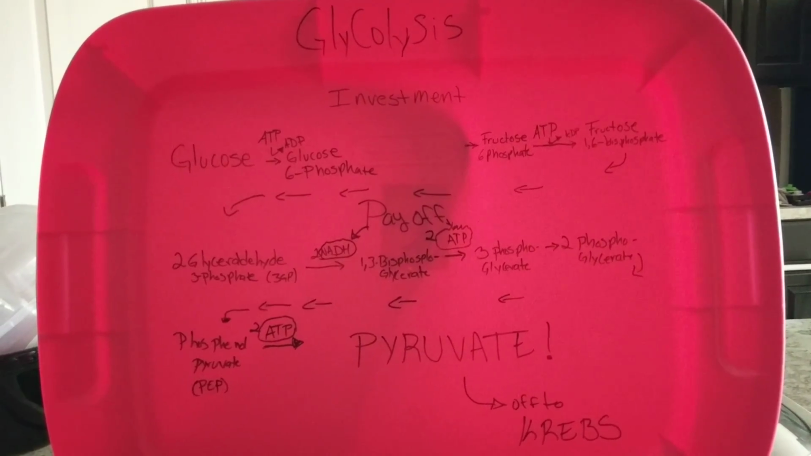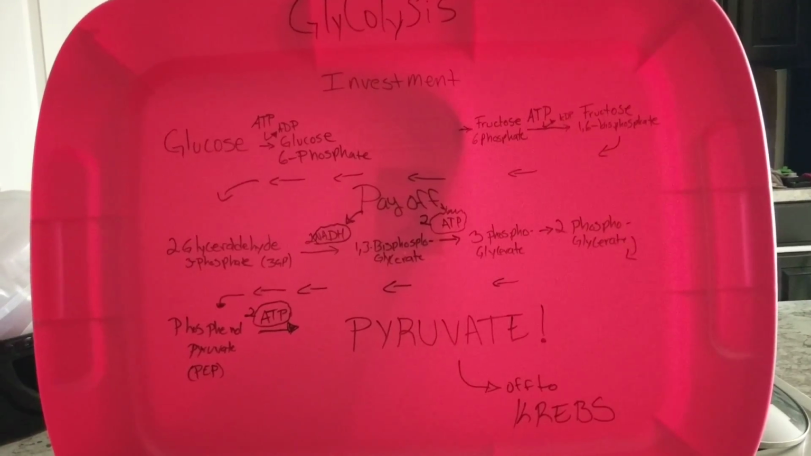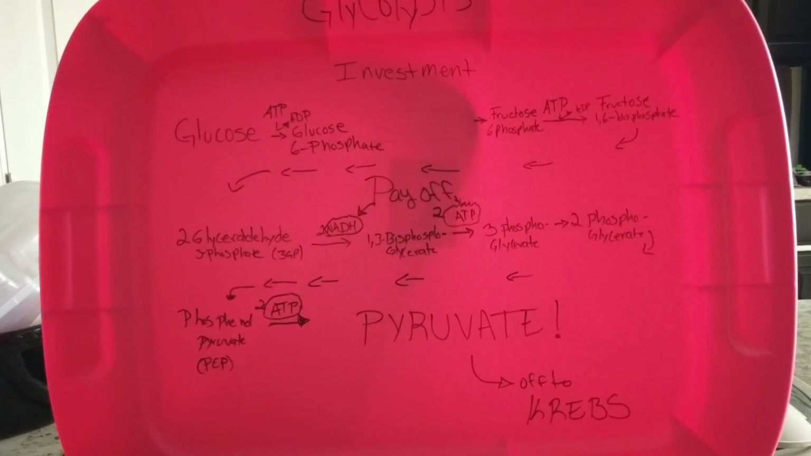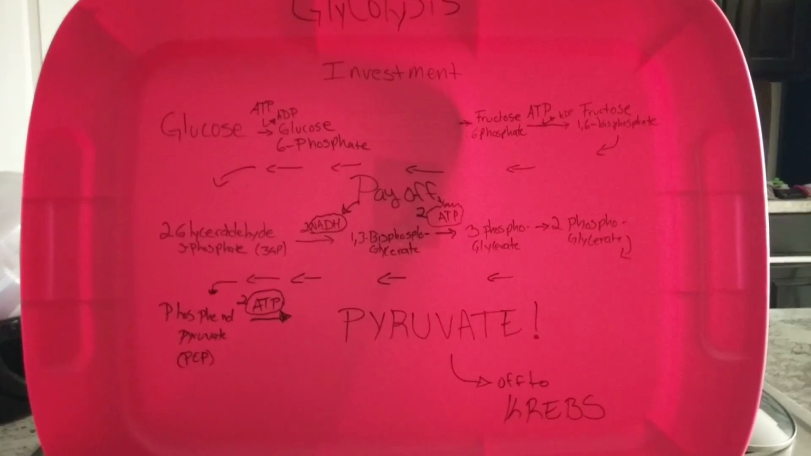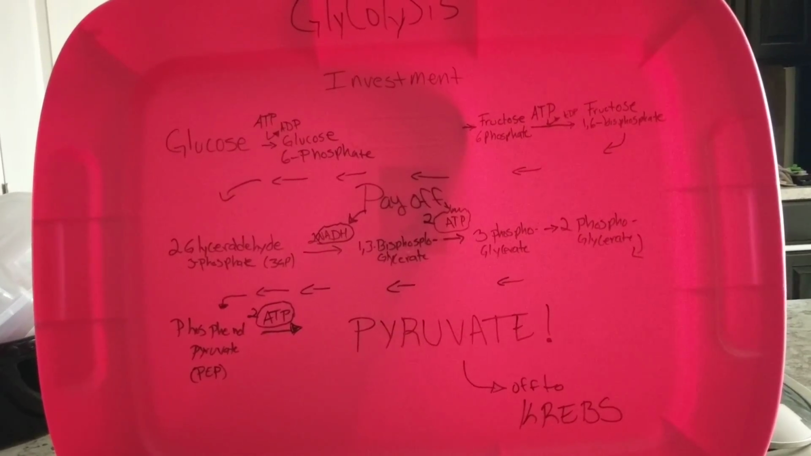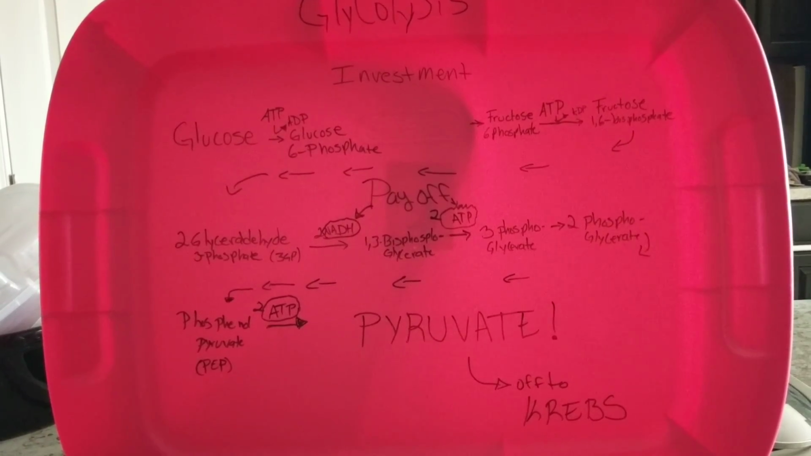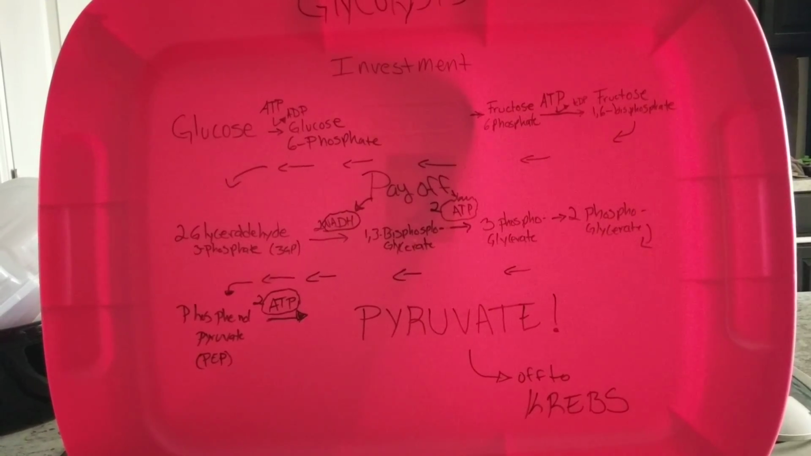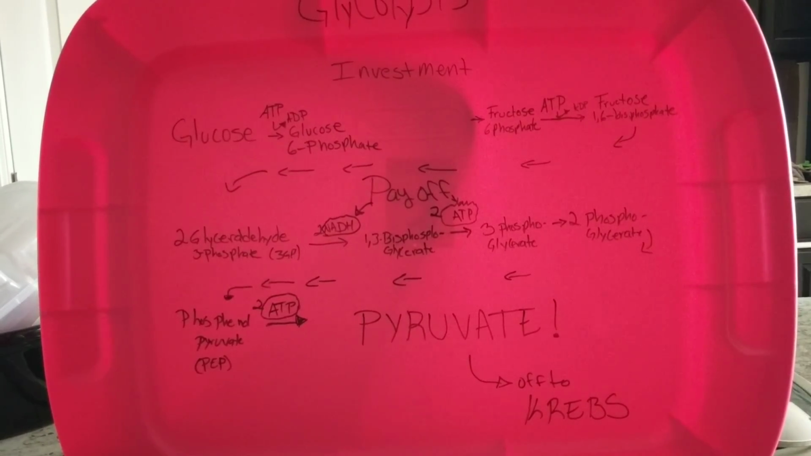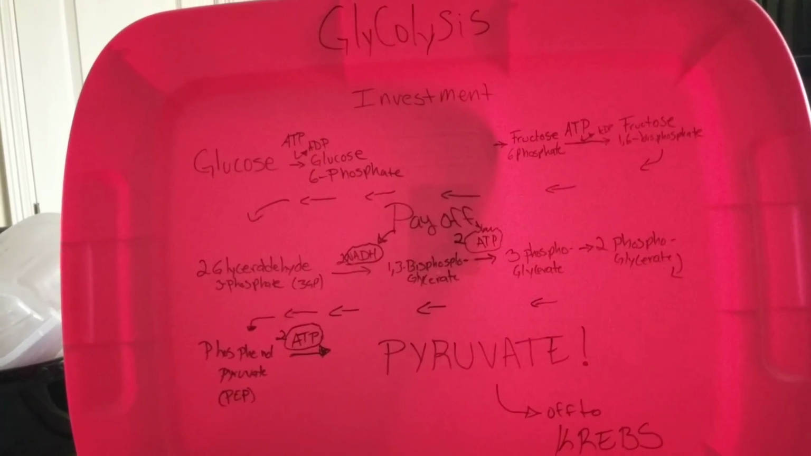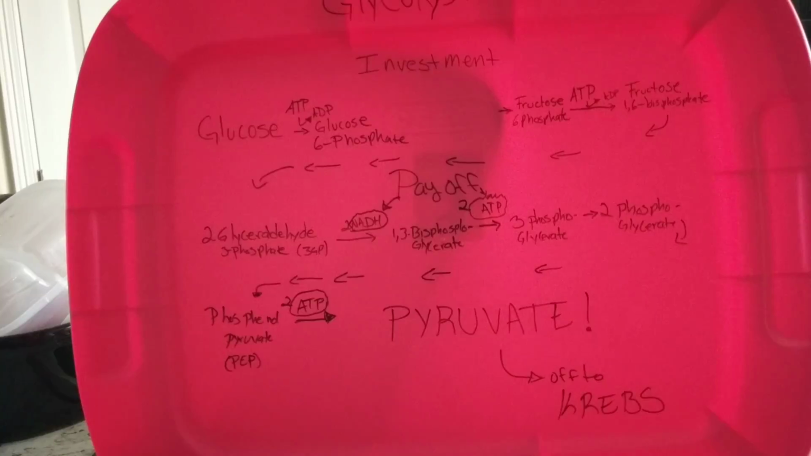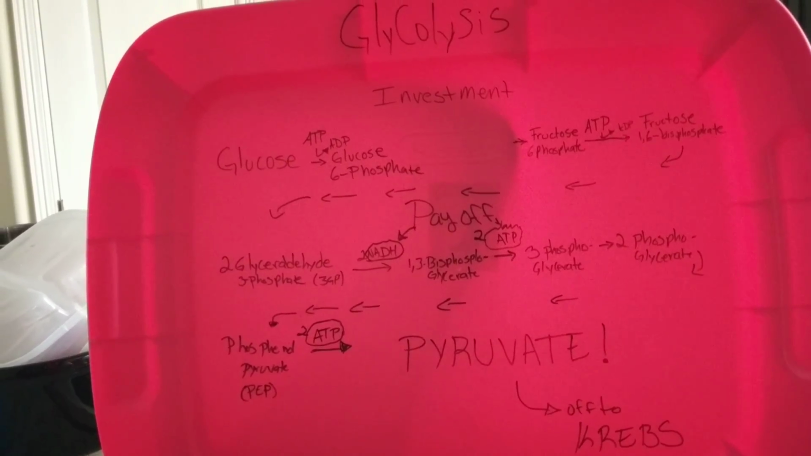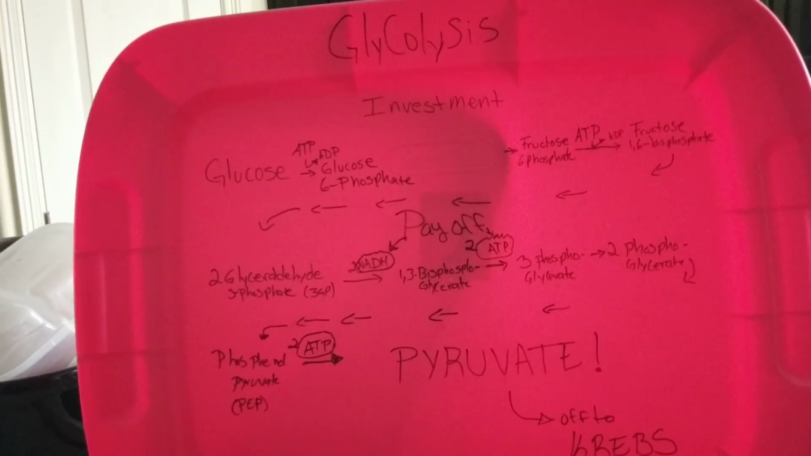Right off the bat, we invest ATP and we get glucose 6-phosphate, which then changes to fructose 6-phosphate. At this point, we invest a second ATP and we get fructose 1,6-bisphosphate. This changes into 2-glyceraldehyde 3-phosphate, which is 3-carbon sugars.